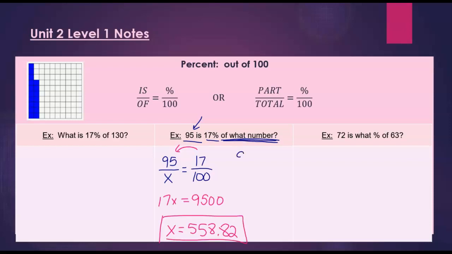So that means that 95 out of 558.82 is equal to the same value as 17 divided by 100. So 0.17, and it's about that because we rounded, is equal to 0.17 here. Now, whenever you're given the top part of the proportion, the "is" part, I strongly encourage you not to look for a shortcut.